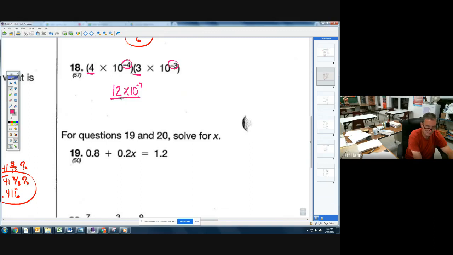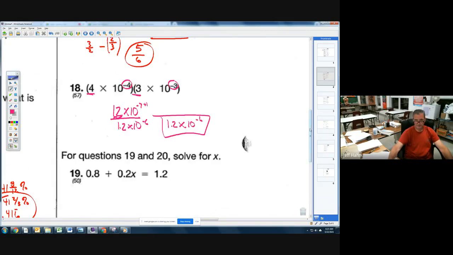But you can't leave it like this because it's no longer in scientific notation, because this number has to be between 1 and 10. So the fix is I just put my decimal where it belongs. I move it one place, making it one thing smaller. And I have to balance this out by making this one bigger. So it becomes 10 to the -6th. 1.2 times 10 to the -6th.